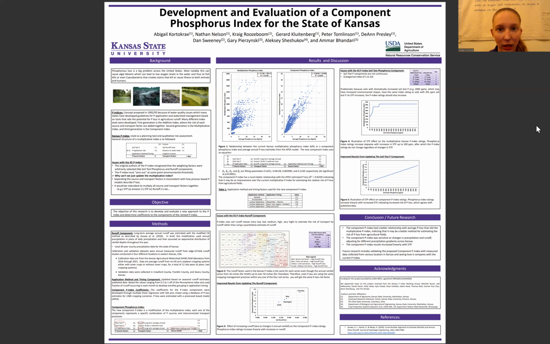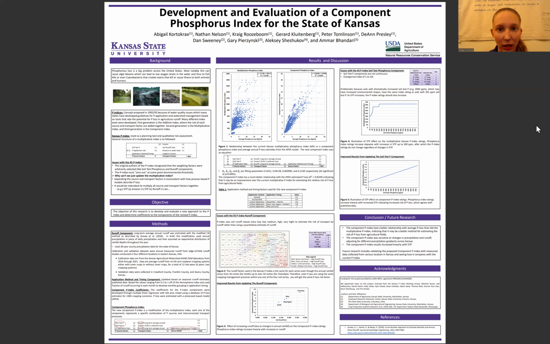Going into issues with the Kansas phosphorus index runoff component. The P index uses runoff classes to estimate the transport of runoff rather than a qualitative risk assessment. Looking at this map, we get 4 different soil series. If you use the same cropping management practice within each one of these different soil series, you will have the same P loss risk factor using the current index. When we updated our runoff component, our phosphorus index rating increases linearly with increase in runoff. It follows the precipitation gradients.